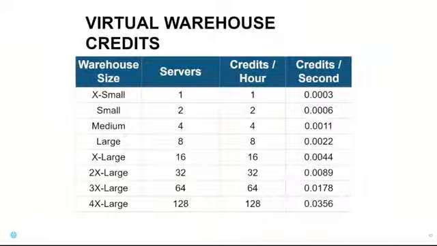If you have an extra small warehouse, you will have one server, and if you run your queries for 1 hour on an extra small warehouse, it is going to charge you one credit. One credit, you can understand, is going to be $1. And as you increase the size of the warehouse, your number of servers will increase, and if you run the same queries for 1 hour on the 4XL, it is going to charge you 128 credits, which is nothing but $128. So this is how the credits work for different sizes of warehouse in Snowflake.